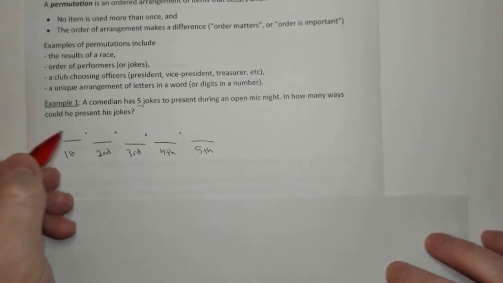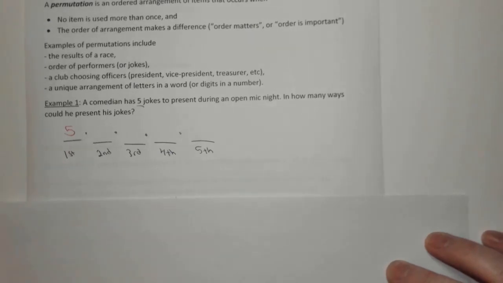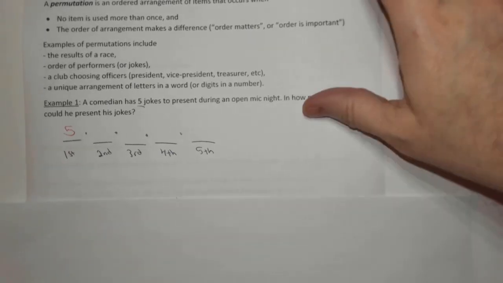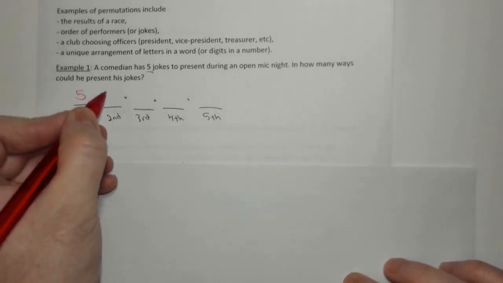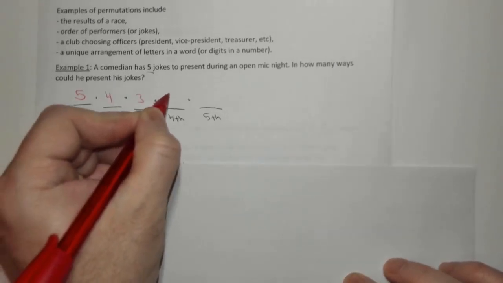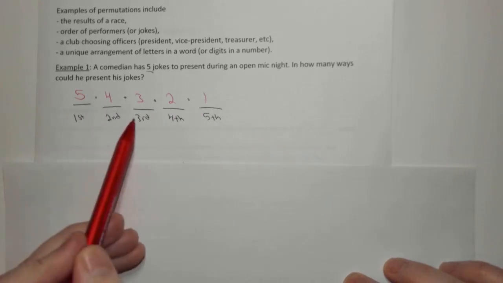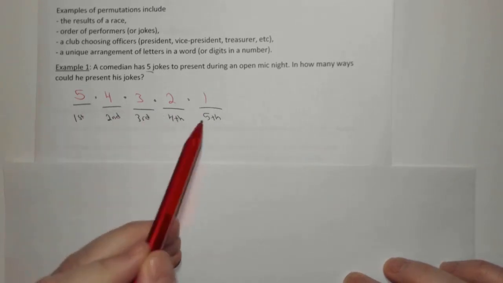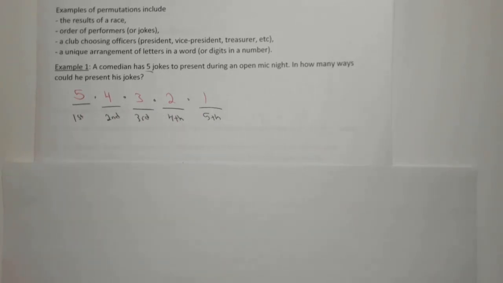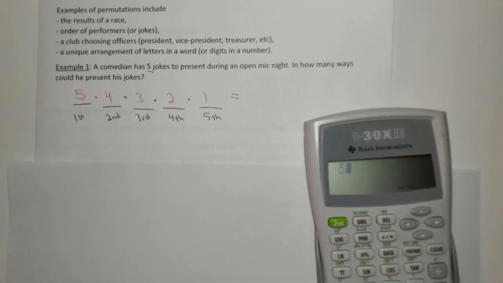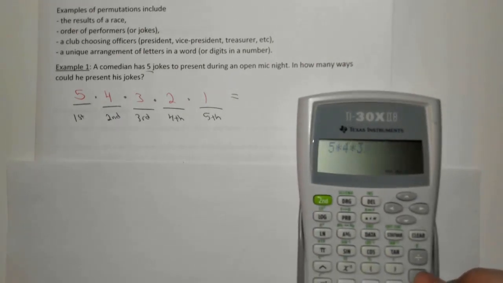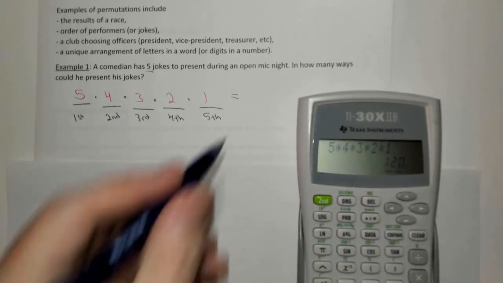So that means for the first joke, he has 5 options. Once he does that first joke, he now only has 4. And you see this pattern. And then he has 3, and then he has 2 left, and for his last joke, he's only got 1 left. So we can type this in the calculator. 5 times 4 times 3 times 2 times 1 is 120.